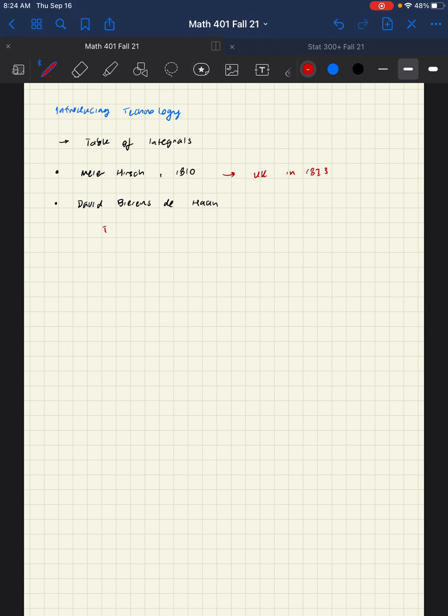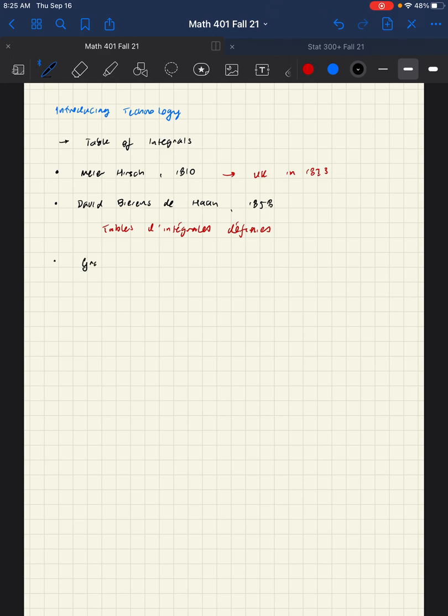So David Bjorn de Haan, a Frenchman, he wrote Table d'intégrale définie. And you don't need to speak French to know that this means tables of definite integrals. And I used to sort of know French, but not anymore. Anyway, he wrote this in 1858, and this became the definitive model for tables of integrals moving into the early 20th century.